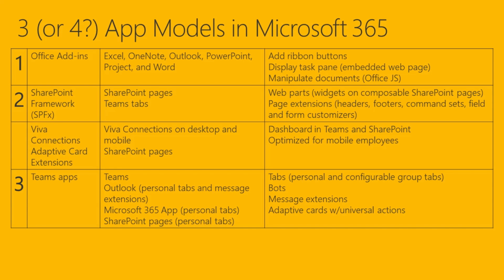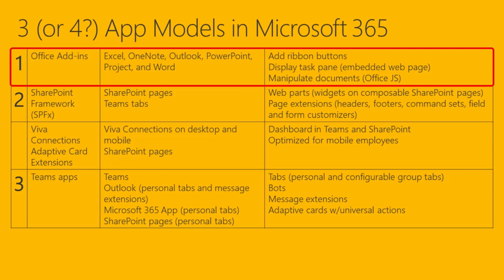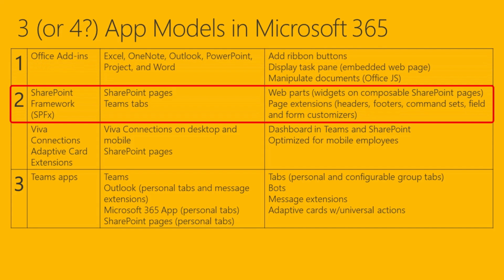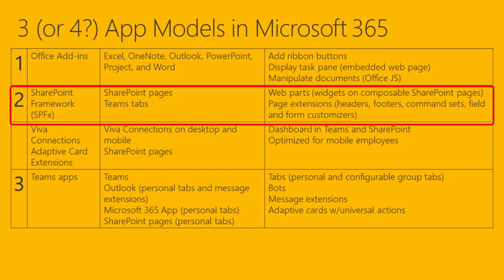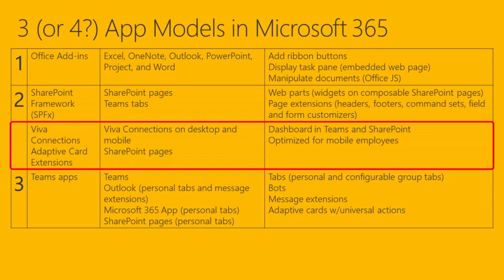This series has been a whirlwind tour of all 3 or maybe 4 app models that you can find inside of Microsoft 365. We started with Office add-ins, which work in the traditional Office apps like Excel, Outlook, PowerPoint, and Word. We looked at SharePoint Framework, where you can add web parts and whole pages, Teams tabs, and custom lists in SharePoint. We looked at Viva Connect, where you can use adaptive card extensions to provide a really great mobile-optimized employee engagement experience.